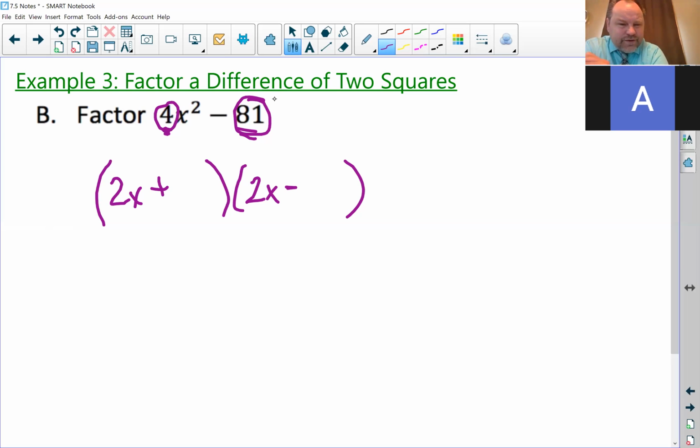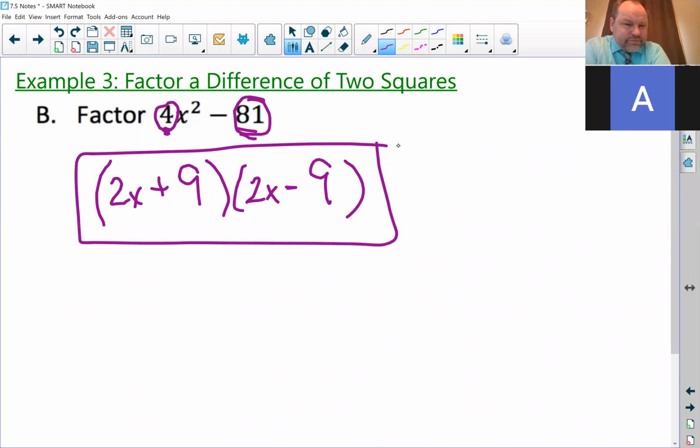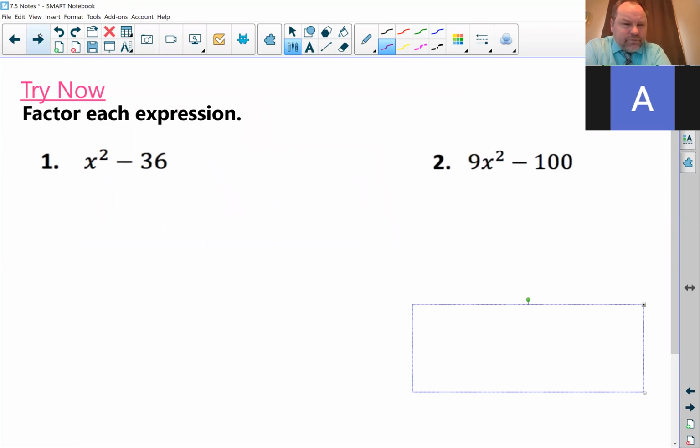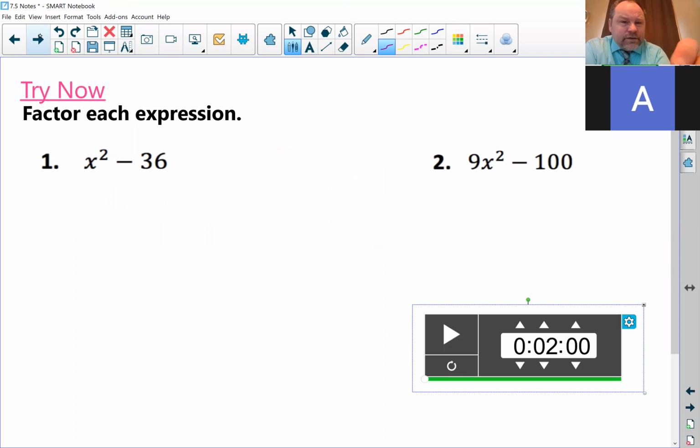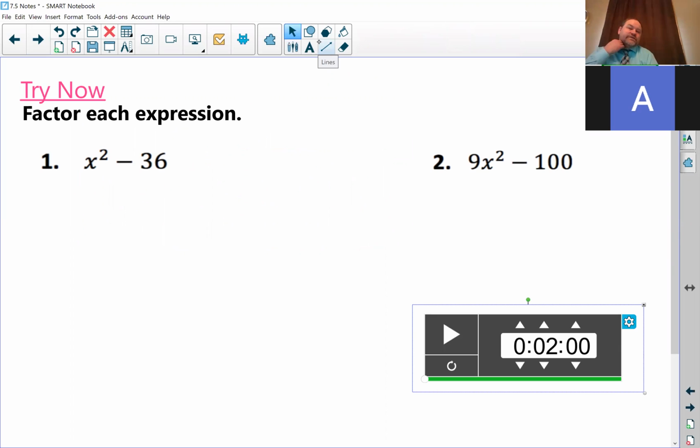All right, a little quicker on the draw that time. Yeah, 9. So it's going to be 2x plus 9 and 2x minus 9. And if we wanted to double check, we could multiply it out and verify that we get 4x squared minus 81. Again, you could use either the box method or the FOIL method. Should get the same answer either way. All right, a couple for you to try. Again, I'll give you just a couple of minutes, and then we'll look at answers and move on from there.